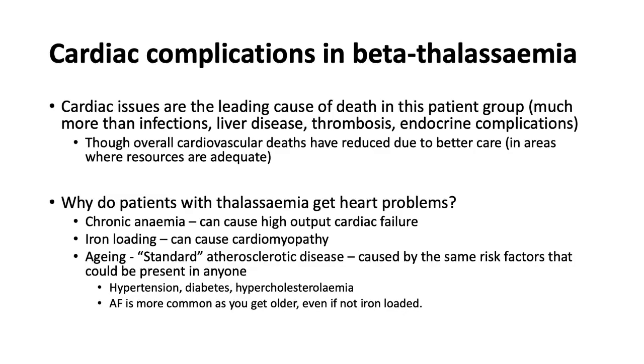And obviously patients with a T2 star of less than 10 are at risk of significant complications, including decompensated heart failure, and if it's less than 6, that's even worse. So the type of cardiac complications overall that you get in beta thalassemia again can be varied, but it still remains the leading cause of death in this patient group. More than infections, liver disease, and hepatocellular carcinoma, more than thrombosis, more than endocrine complications.